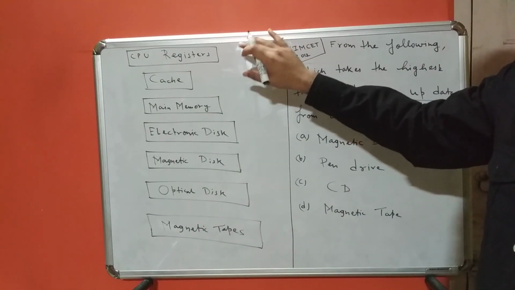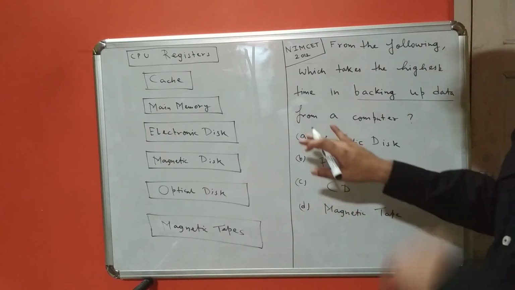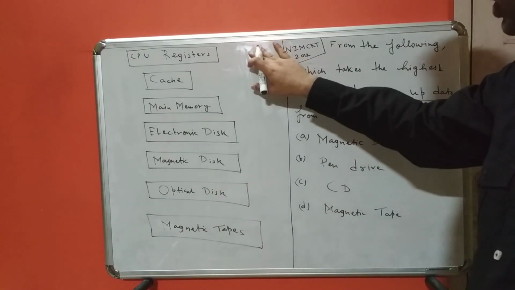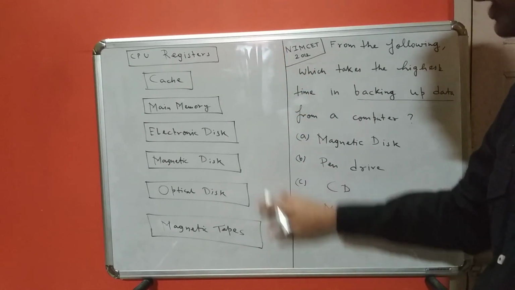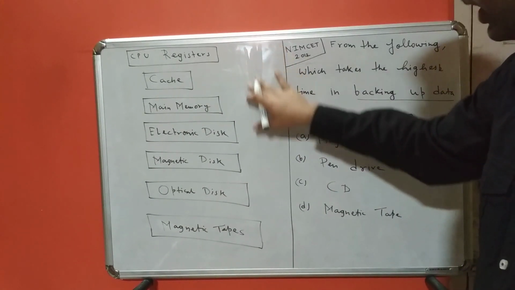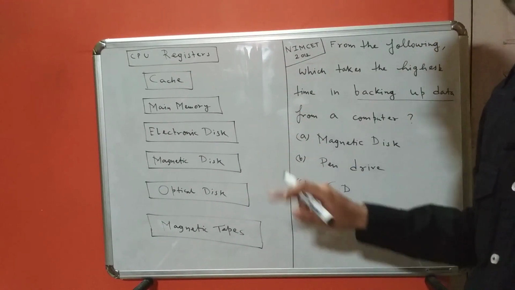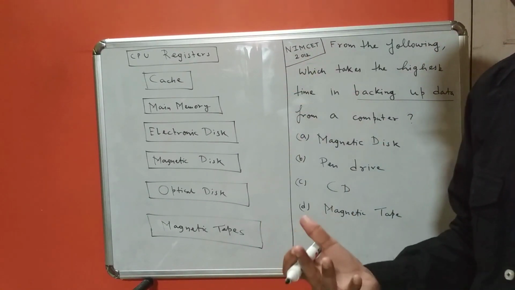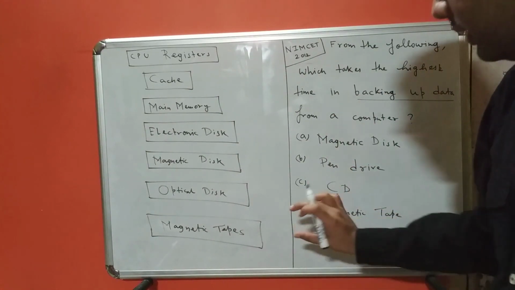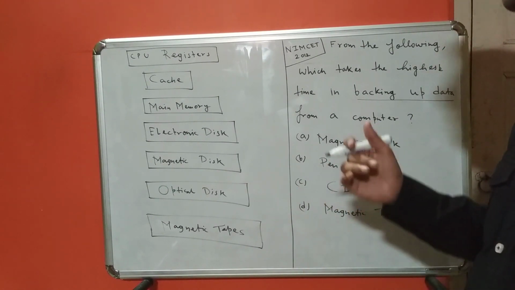That means what is the reason for arranging these memory units in this order? There are many reasons. As you go down the storage structure hierarchy, your size increases. That means the capacity of the memory unit increases. So CPU registers have the least capacity. Magnetic tapes have the maximum capacity. That's point number one.